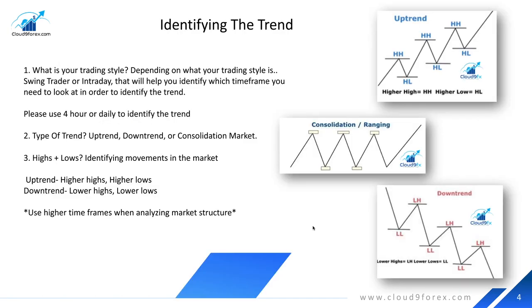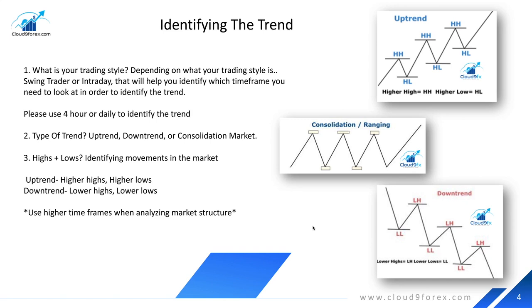Identifying the trend. So what is your trading style? Depending on what your trading style is, swing trader or intraday, that will help you identify which time frame you need to look at in order to identify the trend. So swing trader is mainly 4-hour, daily, weekly, and monthly. Intraday, 1 hour, 4 hour, and daily. So you'll figure out what kind of trading style is yours when you keep practicing and figuring out what works best for you. So please use 4-hour daily to identify the trend.